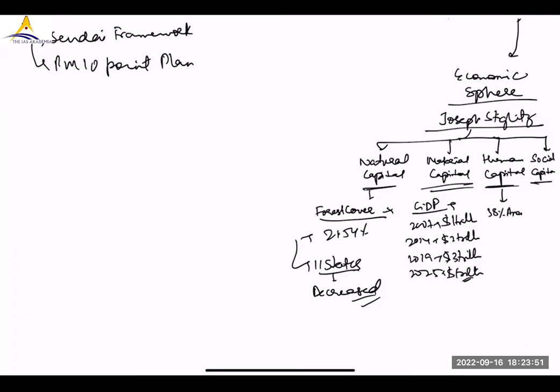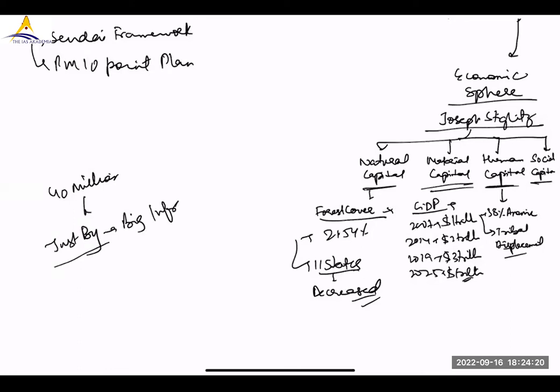38% girls anemic. Here you can talk about tribal displacement. Chinmay Thumbe in his book talks about the great history of Indian migration, and he says that around 40 million people were displaced just by big infrastructure projects like dams, etc. This has displaced 40 million people.